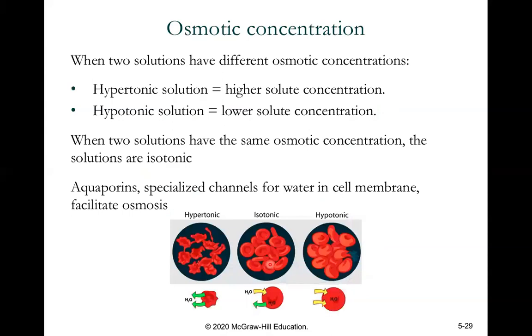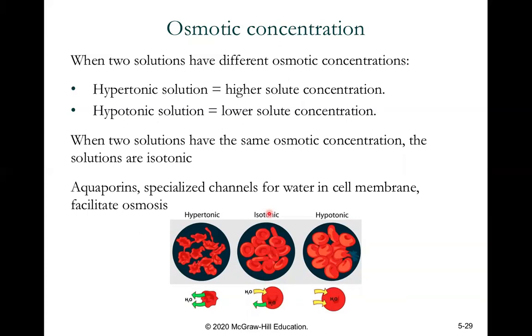And when two solutions have different osmotic concentrations, the hypertonic solution has the higher solute concentration, and the hypotonic solution has the lower solute concentration. When two solutions have the same osmotic concentration, the solutions are considered isotonic. As shown here in the image, we have the isotonic solution where there's a nice balance, a homeostasis of water balance going on within these blood cells.